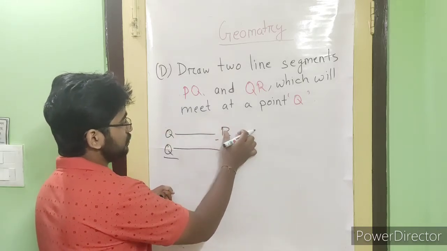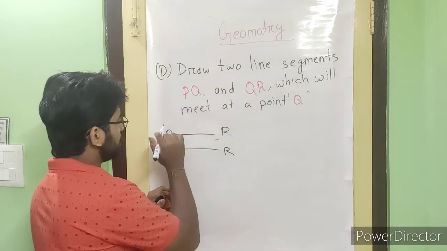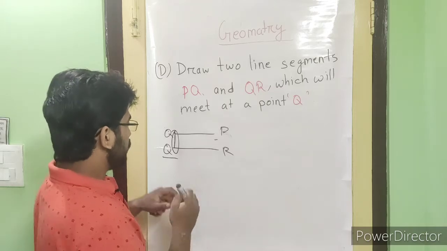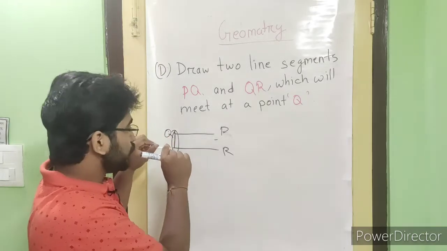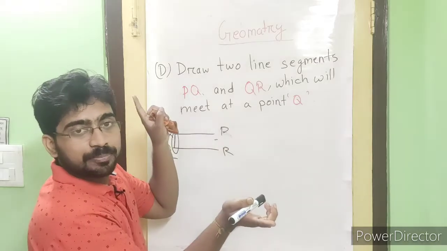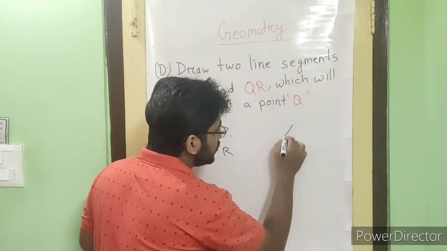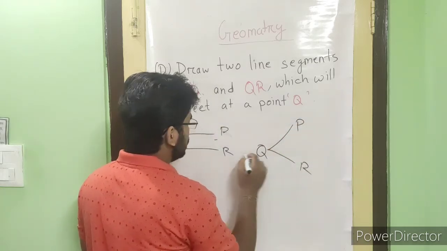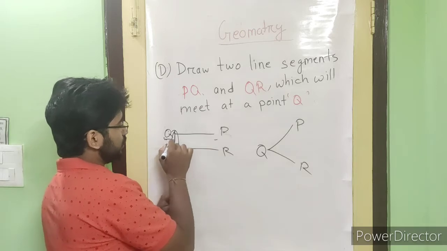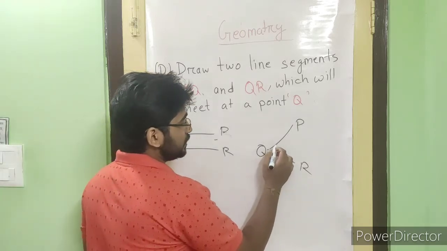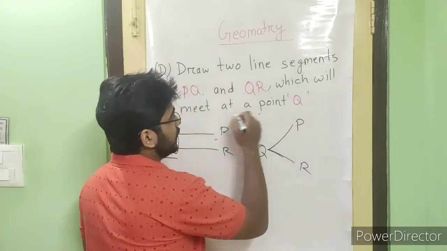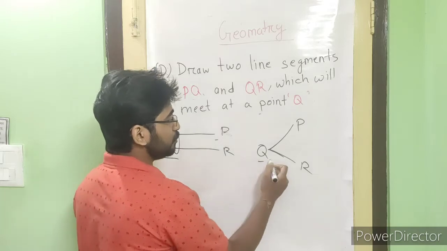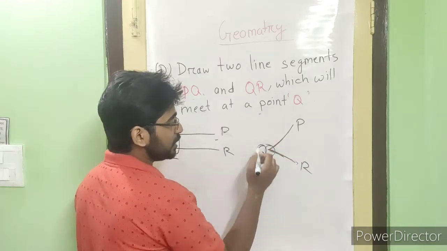We can write it this way also, P. These Q are common. That means these 2 endpoints will be attached together, and P and R will be in separate positions. So we can understand, if we draw like this, P and R, and as these 2 points are Q, the point name is the same. That means these 2 will come here, and see, PQ and QR meet at a point Q.